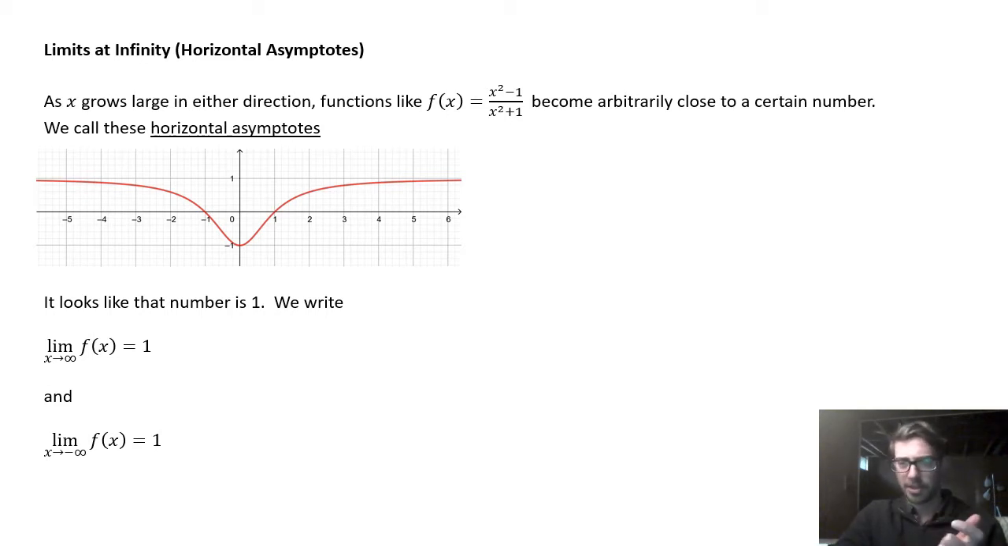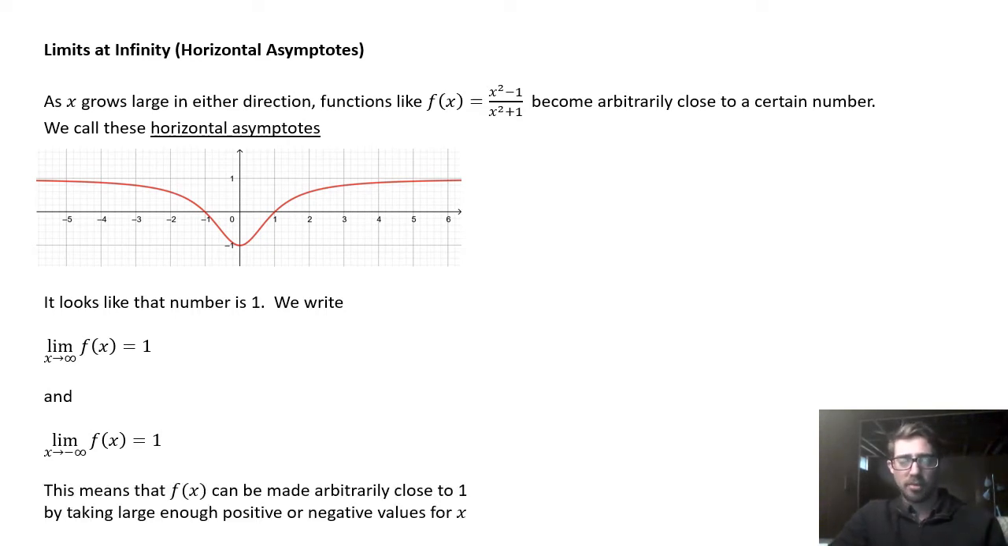They don't happen because of division by 0. They just happen because, think about plugging the number 1,000 into this function. It'd be 1,000 squared minus 1 over 1,000 squared plus 1. Those numbers are very close together, right? So the function is not quite 1. It'll never quite get to 1, but it's pretty darn close.